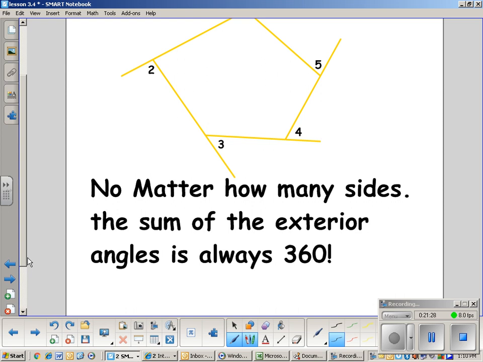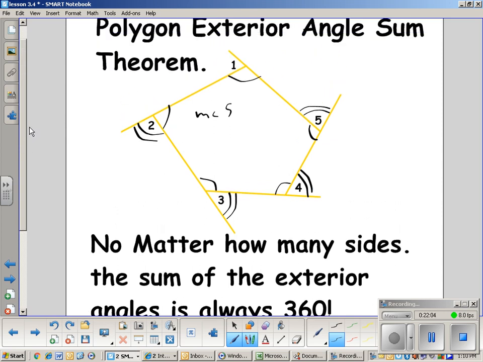So if I look at this picture, what do you think the measure of angle 5 is, if this is a regular pentagon? If it's a regular pentagon, what does that mean if it's regular? All the sides and angles are the same. So that means if this is the same as this, same as this, same as this, then this exterior angle is going to equal this exterior angle, is going to equal this exterior angle, it's going to equal this one, and it's going to equal this one.